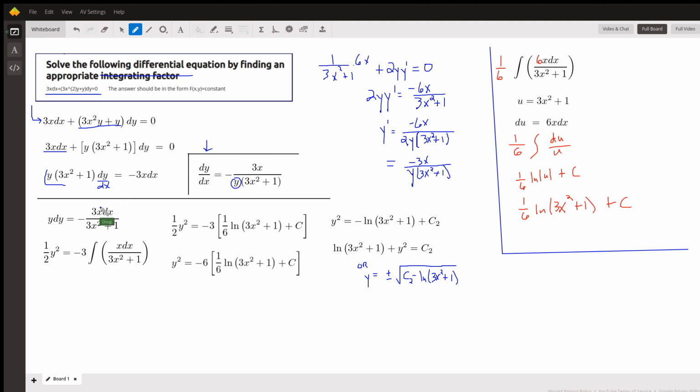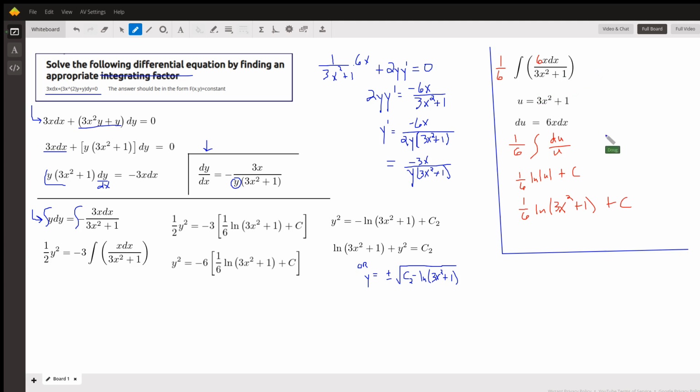Okay, but if we want to actually separate variables, we'll leave the y dy on the left side and divide both sides by 3x squared plus 1 over here. So there's the separation of variables test. And we're going to actually integrate both sides. So if we integrate y dy, we get 1/2 y squared. If I factor out the -3, I'm taking the antiderivative of x dx over 3x squared plus 1.